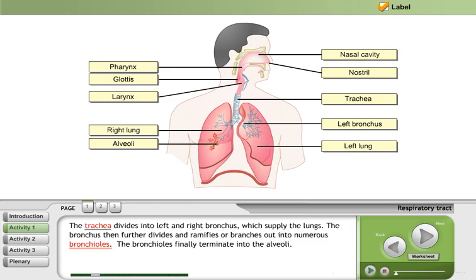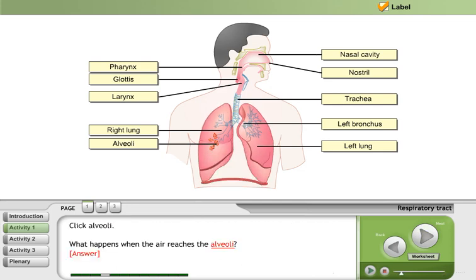The trachea divides into left and right bronchus, which supply the lungs. The bronchus then further divides and ramifies or branches out into numerous bronchioles. The bronchioles finally terminate into the alveoli. Click alveoli.